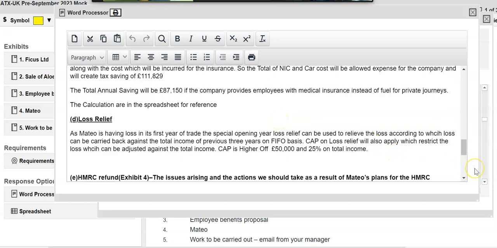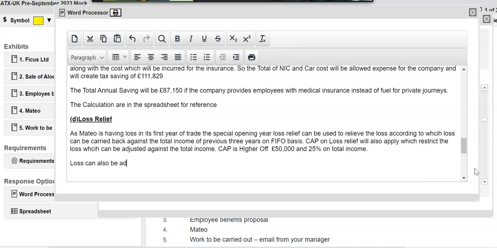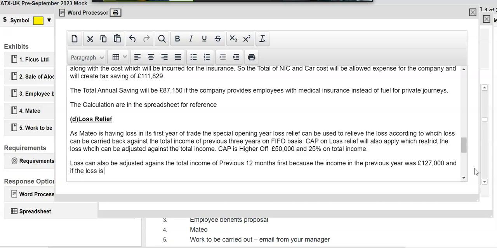So we have written something. Loss can also be adjusted against the total income of the previous 12 months first, because the income in the previous year was, let's copy this pound sign, 127,000 pounds, and if the loss is adjusted in that year, relief would be at 40%.